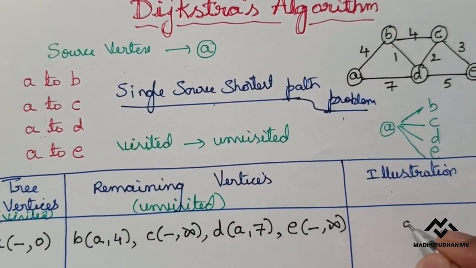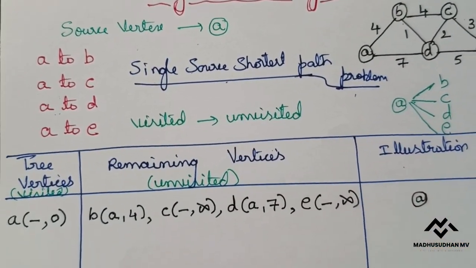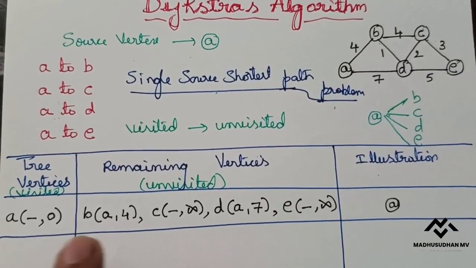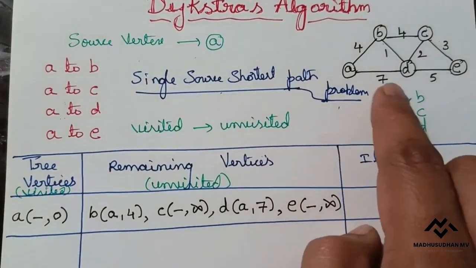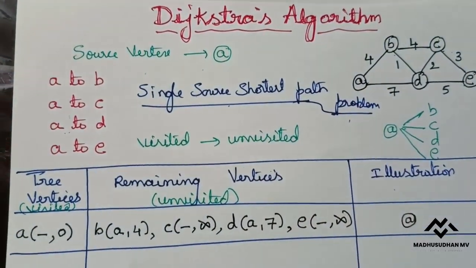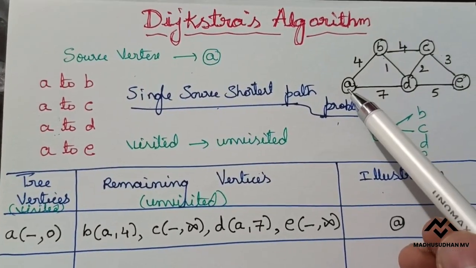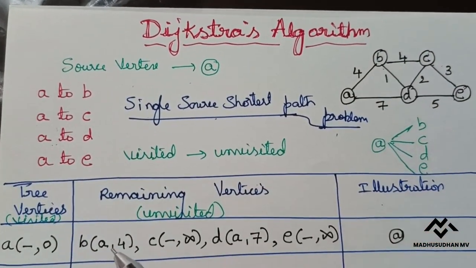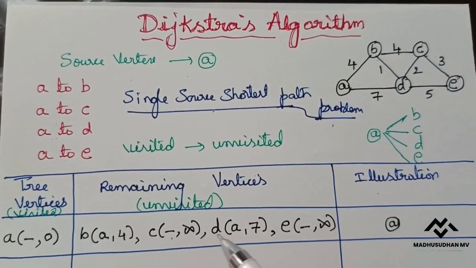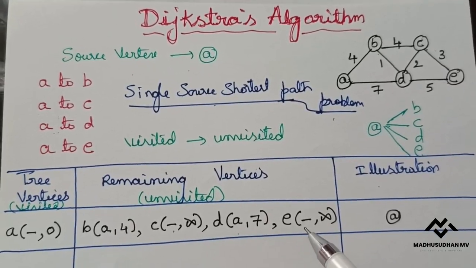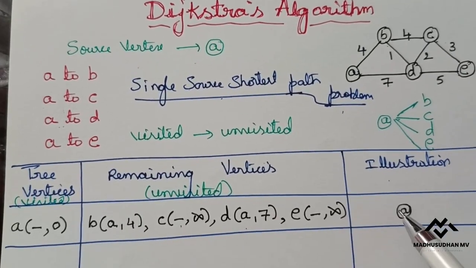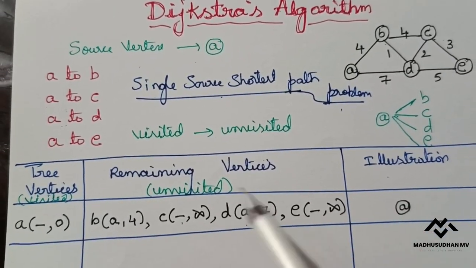So this is my illustration. The meaning of this statement is we selected A as a source vertex. From source vertex A, B is at a distance 4, C is not connected, D is at a distance 7, E is not connected. Okay, that's it. Now among these I need to find the minimum.